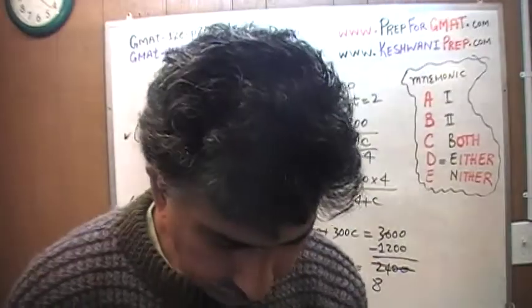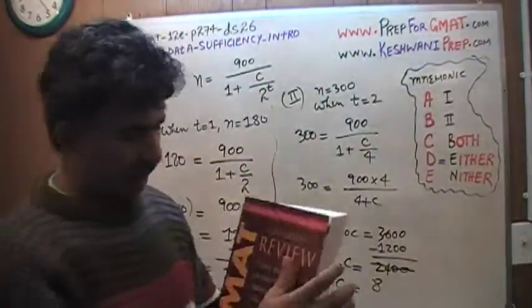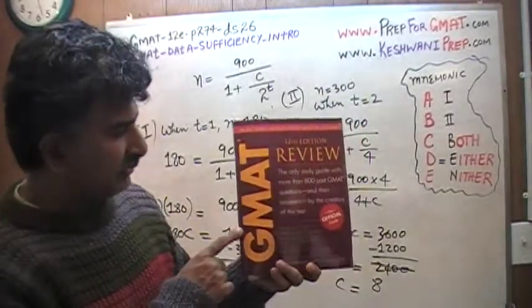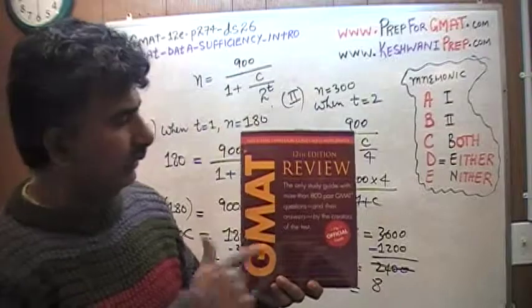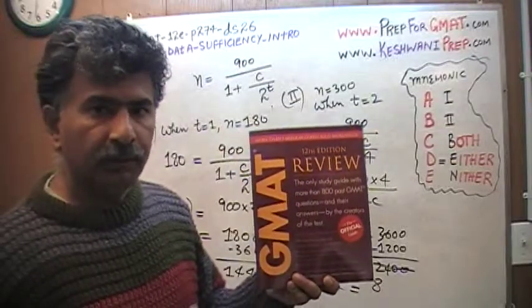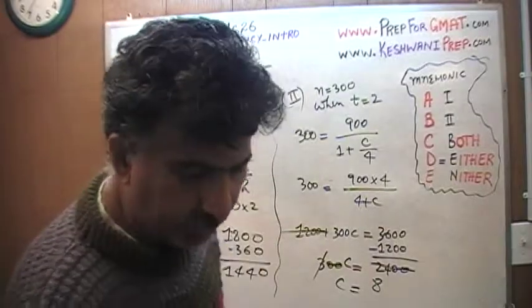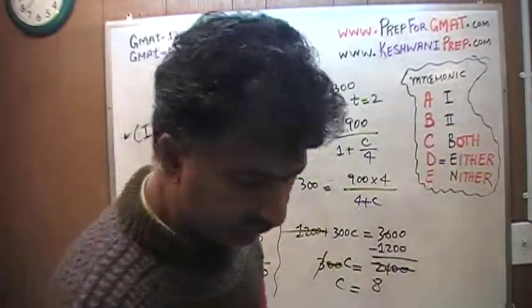I have been solving GMAT data sufficiency problems out of this book here, GMAT Review, the Official Guide, 12th edition. If you do not own this book already, purchase one immediately. You should be able to find it at nba.com.